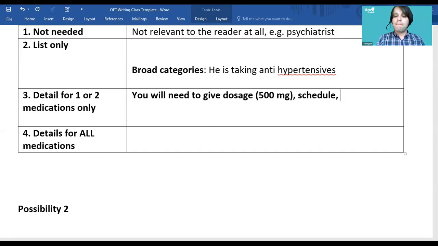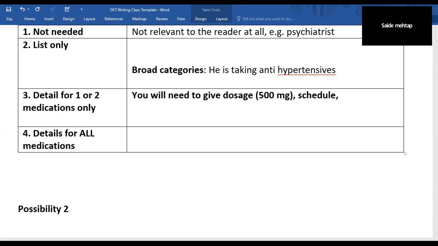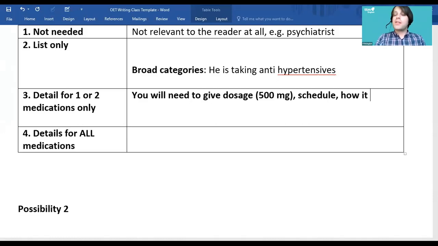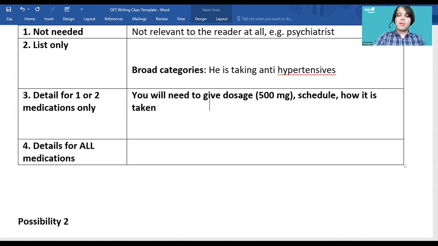And sometimes they might give you information about how he's taking it, with his mouth. What do we say? What's that called? If it's taken with the mouth, or orally. Oral or intramuscular. Orally. By mouth. But in general, it would be how it is taken. You can't say the route, I don't think. Maybe if that's a medical thing. How it is taken. Okay, so you might have to do that for one or two medications.